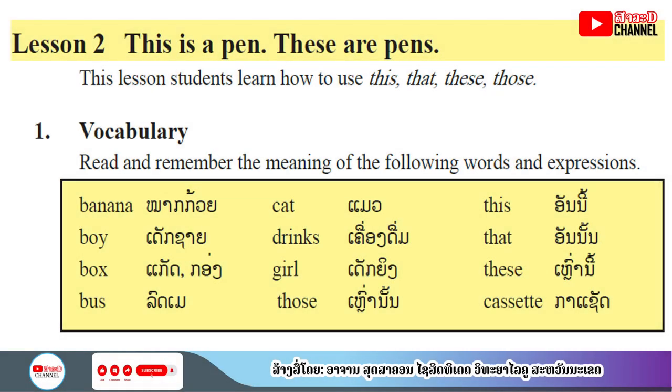Lesson 2. This is a pin. These are pins. In this lesson, students learn how to use this, that, these, those. Exercise 1. Vocabulary. Read and remember the meaning of the following words and expressions. Banana, boy, box, bus, cat, drinks, girl, those, this, that, these, cassette.